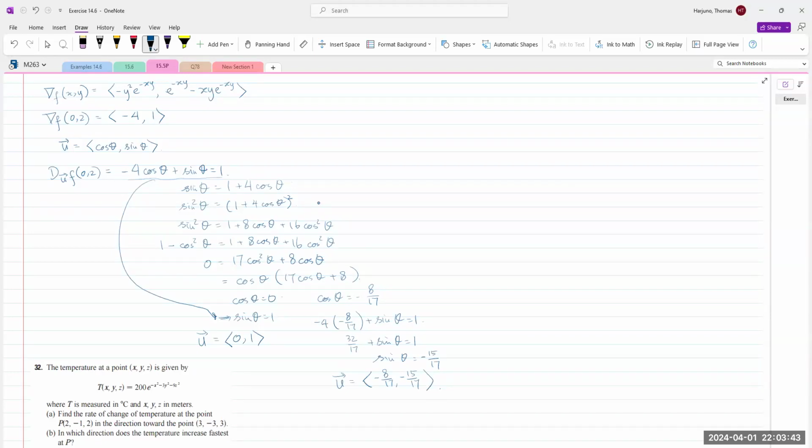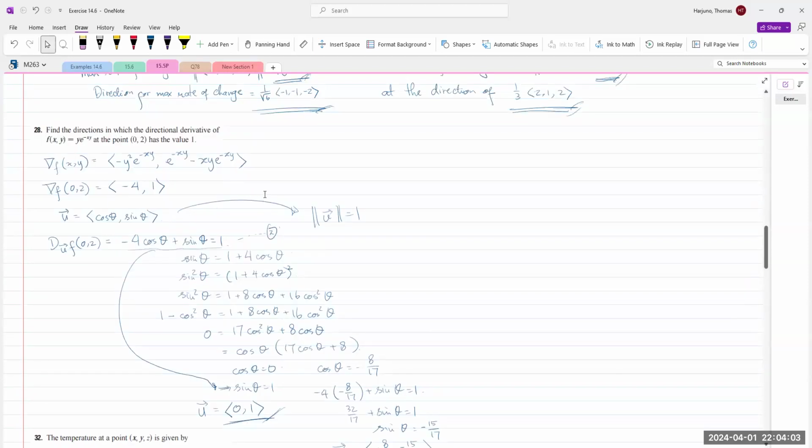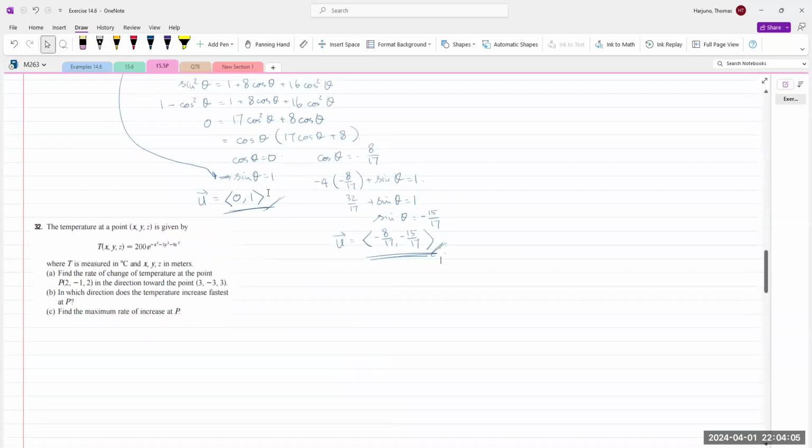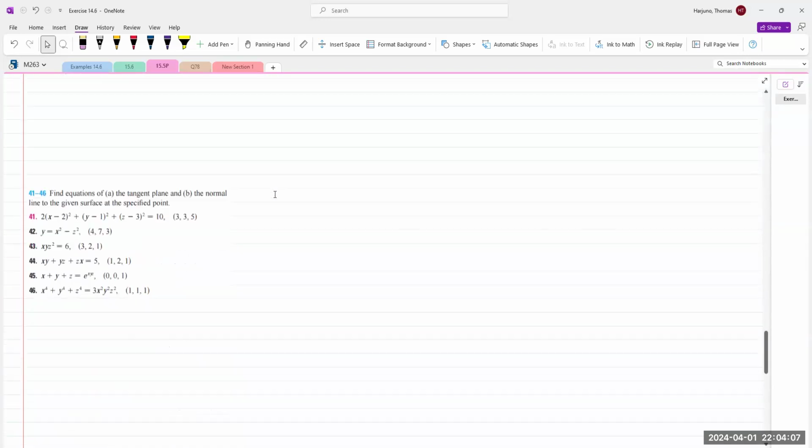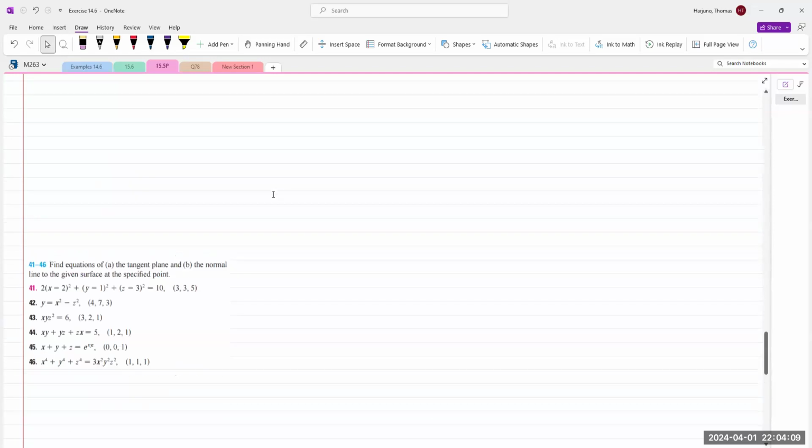Okay, notice that this has to satisfy two equations. The first one, that the magnitude of u has to be 1, and it also has to satisfy the second equation here. So there are two directions that give you that directional derivative equals 1. Okay, let's go more into some applications.